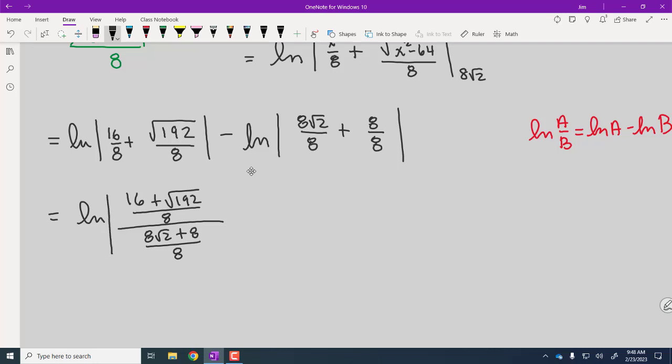And there's an absolute value here. Do we need the absolute value at this stage? It's all positive, right? So if it's all positive anyway, you don't need it. Now the 8s cancel. The denominator 8, so we'll have 16 plus square root 192 divided by 8 root 2 plus 8.